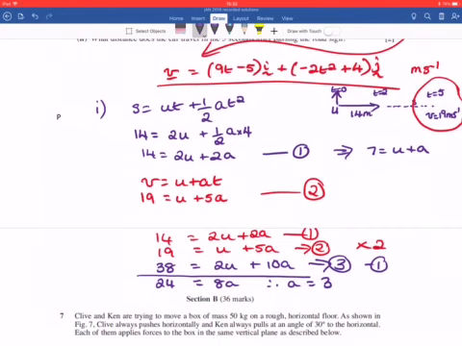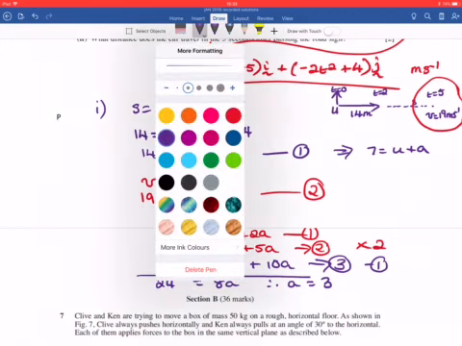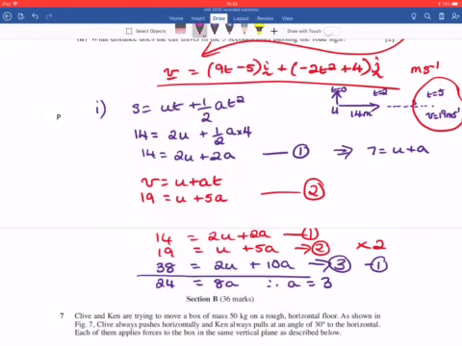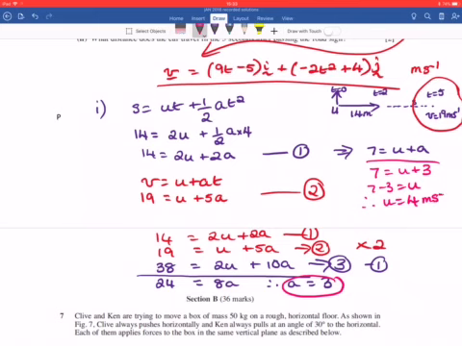Then substituting back in one of the other ones, sorry, this is all over the place, isn't it? So put a equals 3 into one of these. Put in here, 7 equals u plus 3. So 7 minus 3 equals u, therefore u equals 4 metres per second, and a obviously was 3 metres per second squared.